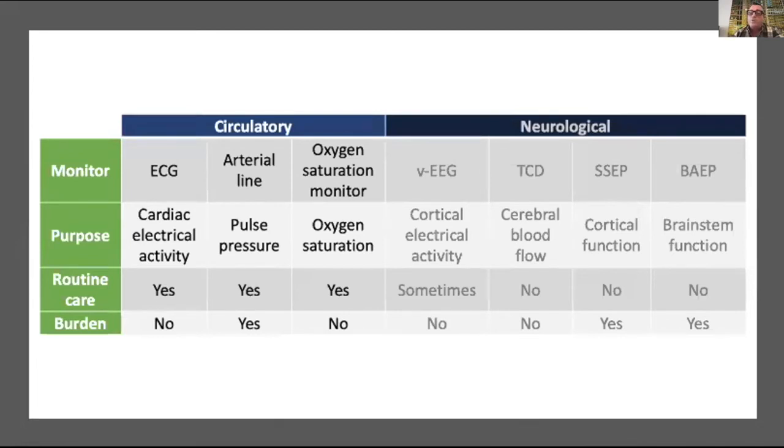Circulatory monitoring will record cardiac electrical activity, pulse pressure, and blood oxygen saturation, and these monitors will already be in place. Neurological monitoring will record cortical electrical activity, cerebral blood flow, cortical function, and brainstem function. And all neurological monitoring will be added solely for research purposes. It should be noted that no patient will have more than 2 neurological monitors.